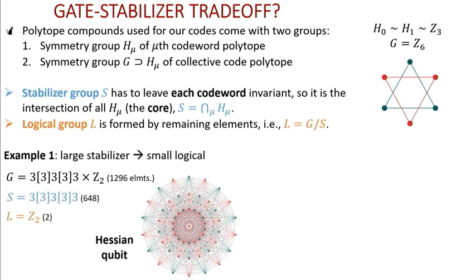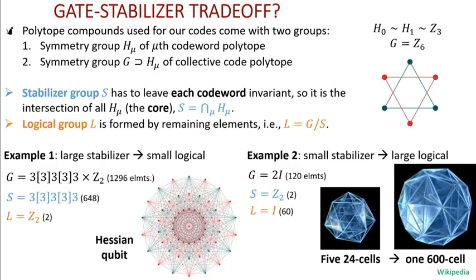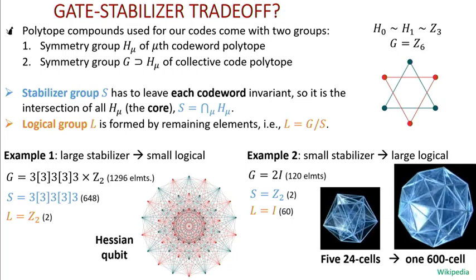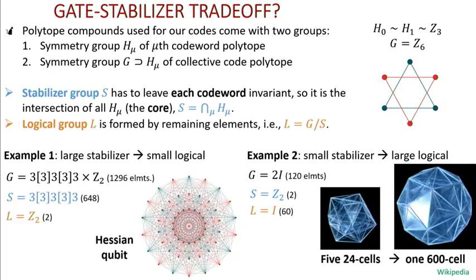I'll show you two different codes that have two different logical gate sets, the L there. One has 60 and one has 2 stabilizers. The logical gates: one has 60 and the other has 2.